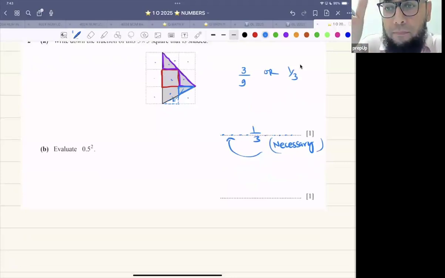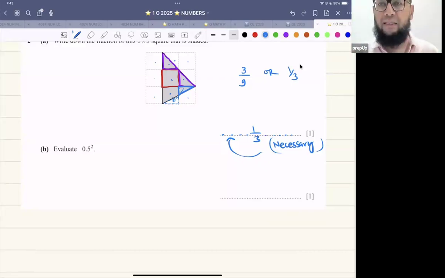Now, it is up to us. When do we want to work in fractions? When we want to work in decimals? That's entirely up to us. Let me just open up one other light so that I'm more visible to you. I think this is better.